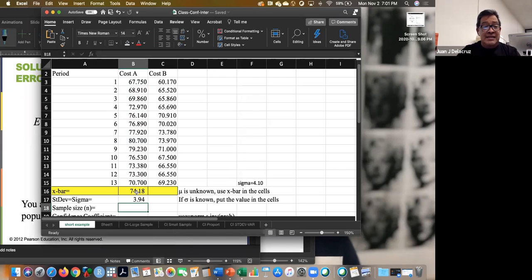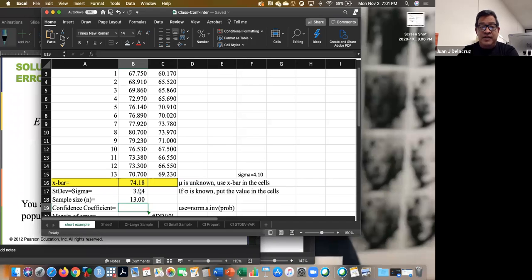So we can find the sample size. I can say COUNT, and highlight the range of values that I have. So I have 13 observations. So far we're fine. We have a mean of 74.18 and a standard deviation of 3.94. Then we have the confidence coefficient.